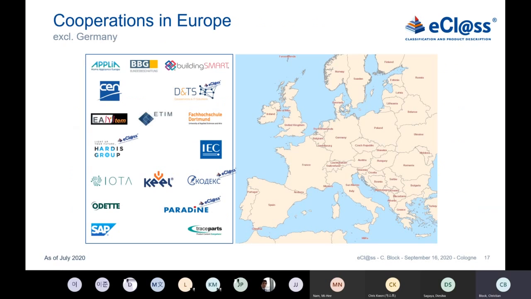A few cooperations in Europe. Maybe you know the API standards, the Building Smart Initiative, ETIM maybe, and then the Hardis Group. The Hardis Group is the company from France. They are setting up the regional office in France. We have the Czech one, I cannot spell this, that is the regional office for Russia right now. Paradigm is the regional office for Eastern Europe.